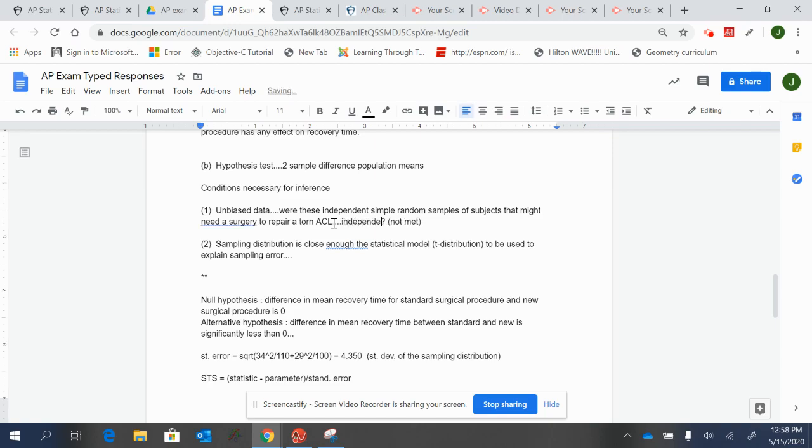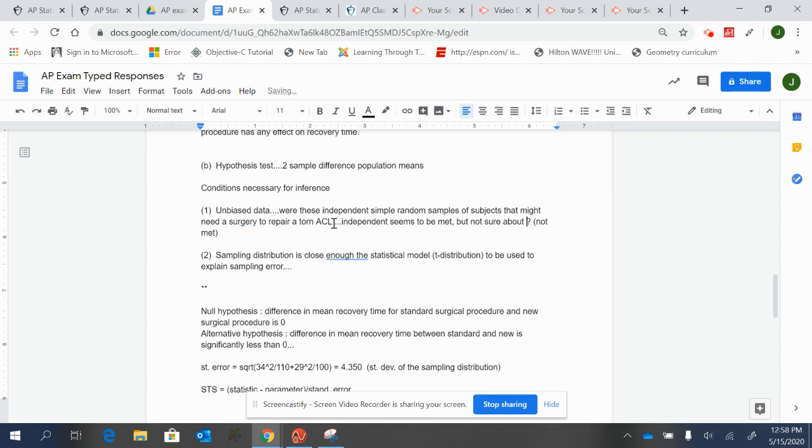Independent seems to be met. I'm not sure about the random sample of all.